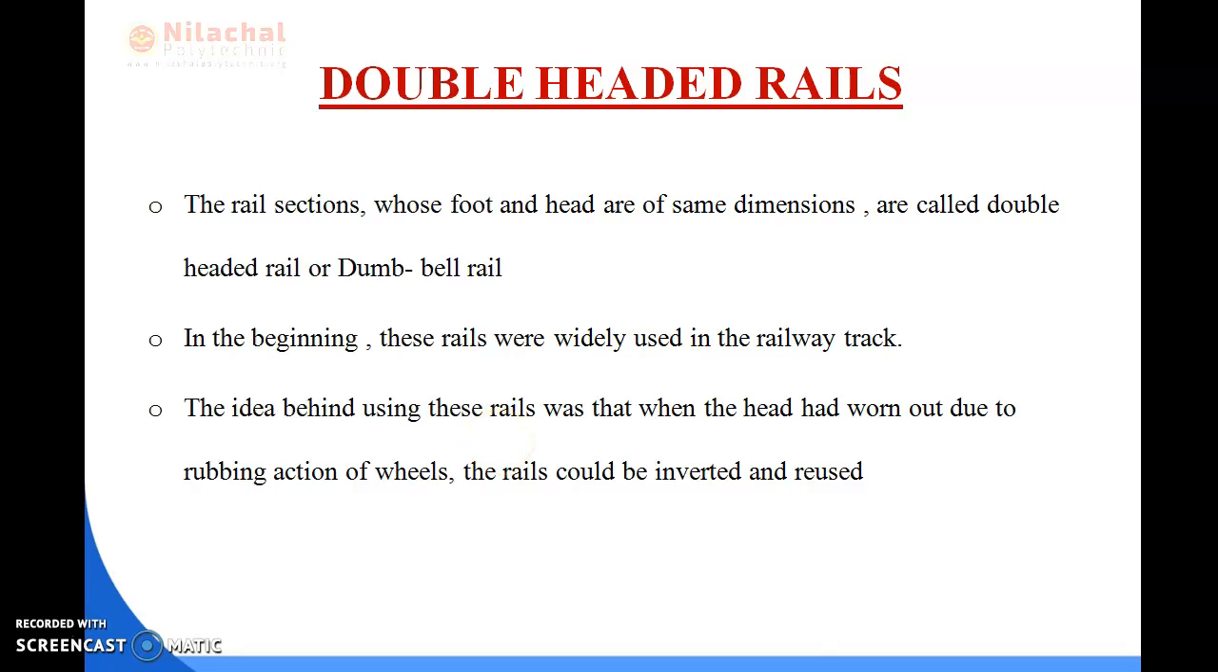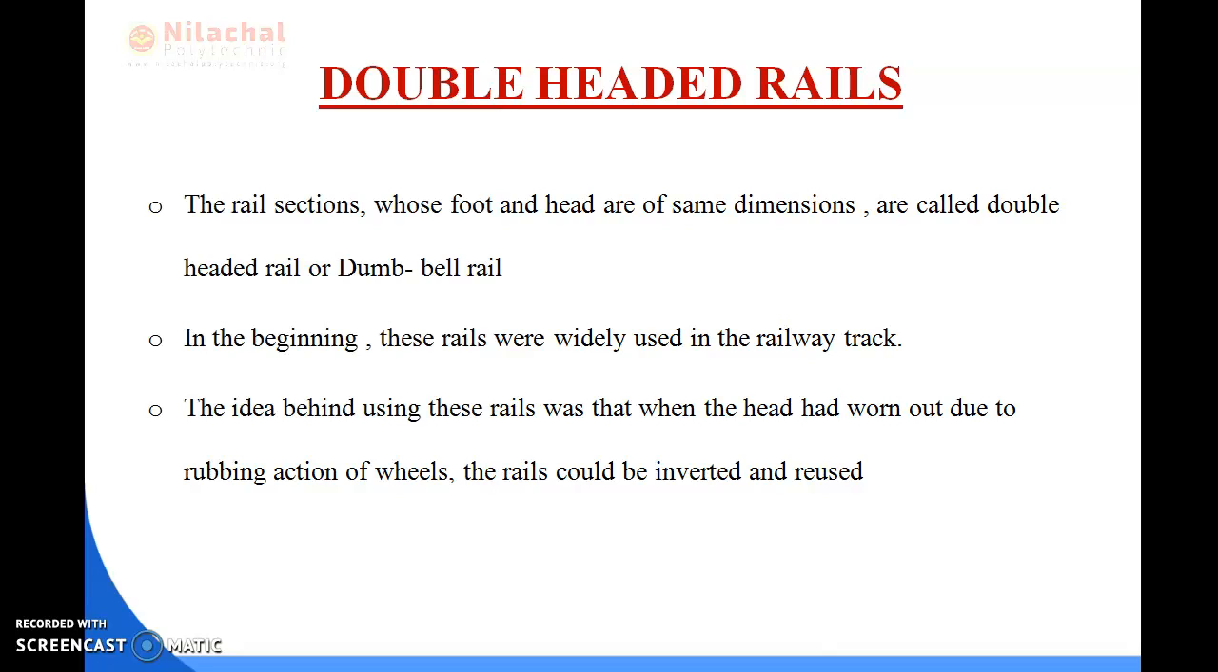From the economical point of view, in the beginning of track making, engineers used double headed rail, and the idea behind it was this. We already discussed that this rail has the same dimension of head and foot, so whenever the top portion of the rail was worn out or damaged by the rubbing action of the wheel, it would be inverted and the foot portion would be reused as the top portion.